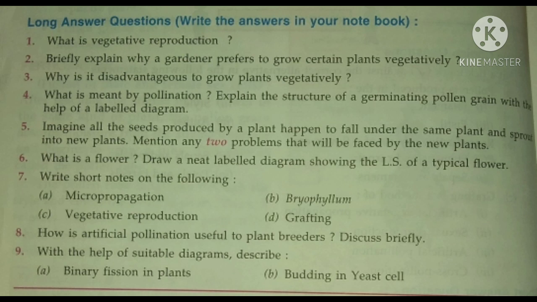Next question. Write short notes on the following. First one is micropropagation. In page number 20 you will get micropropagation, which is also called the tissue culture technique. How to write it briefly: you can make points. You have to write point-wise and draw the diagram also.